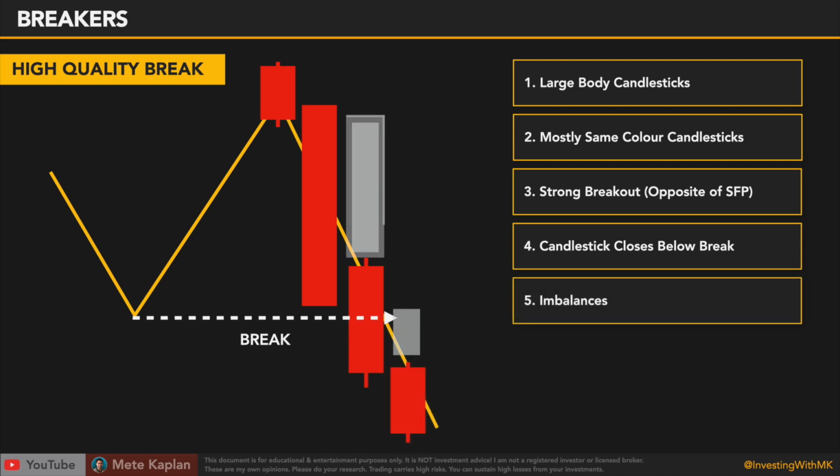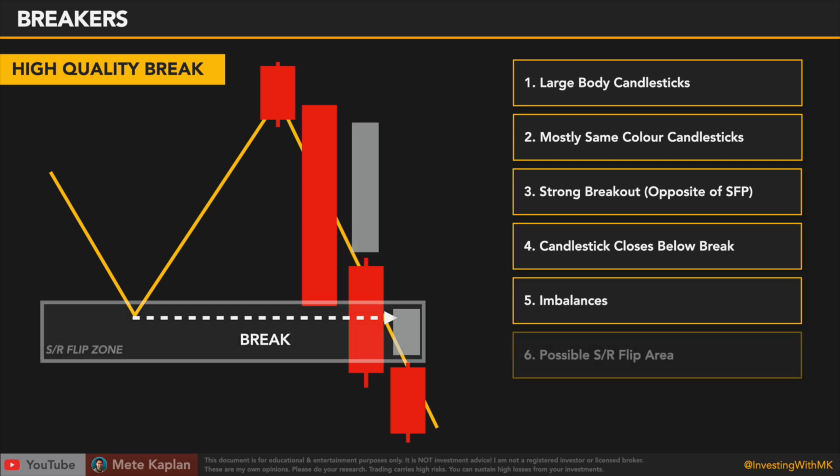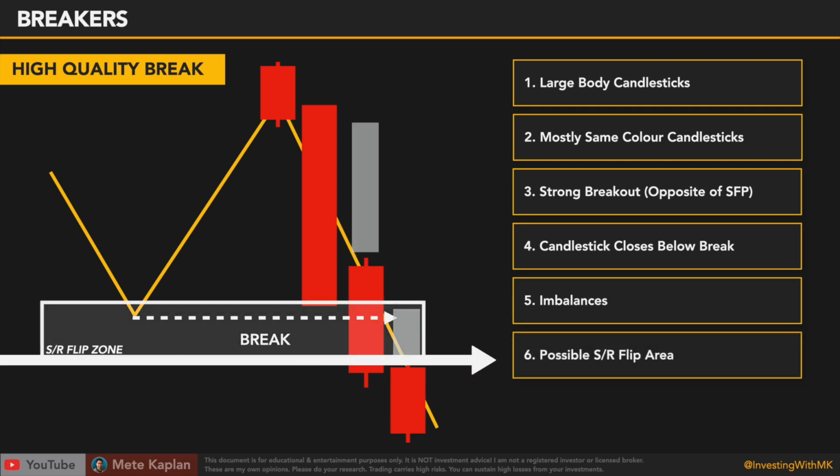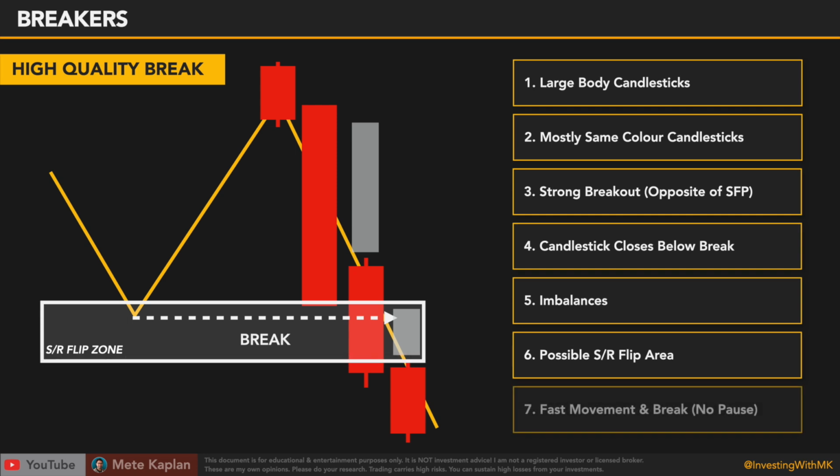Step 5. The most important thing is imbalances. We need imbalance to identify our entry point. Step 6. Possible support resistance area. Strong SR flips make the area much more powerful. Step 7. Finally, the movement should be quick without any pause or delay. It is much better this way. These are my 7 rules for a high quality break.